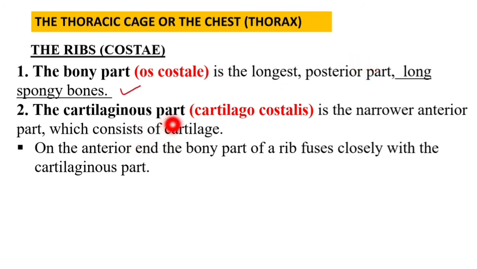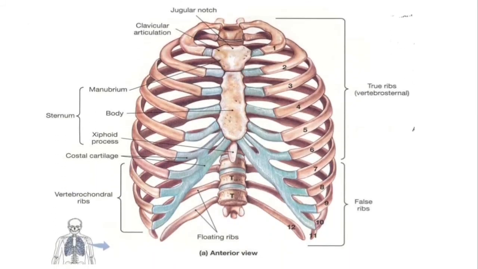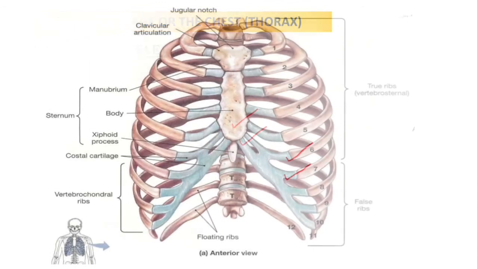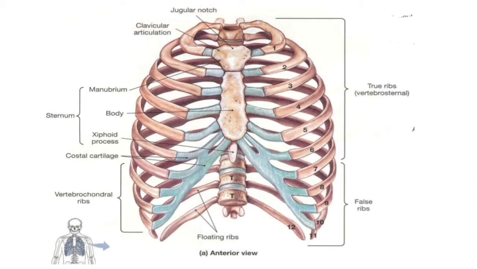The cartilaginous part, cartilago costalis, is the narrower anterior part, which consists of cartilage. On the anterior end, the bony part of the false ribs fuses closely with the cartilaginous part. Okay, I will show you. If you look here, let's just use this rib. You see, this one is the bony part, and this is the cartilaginous part, and there's close fusion here.